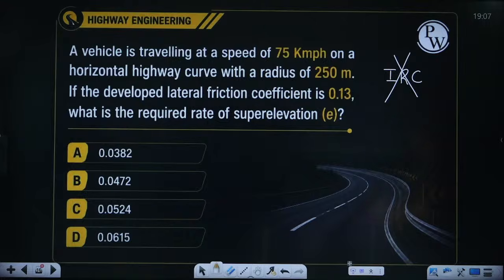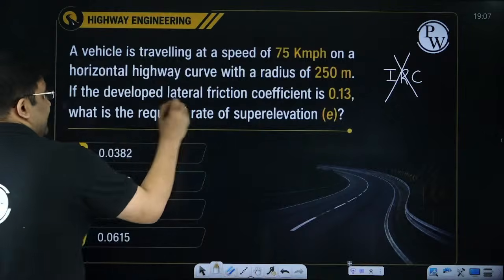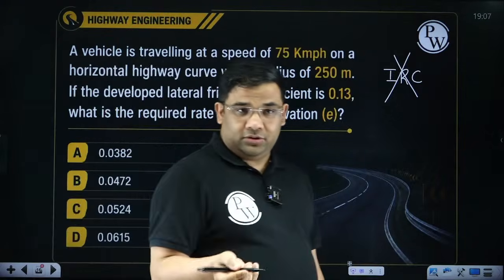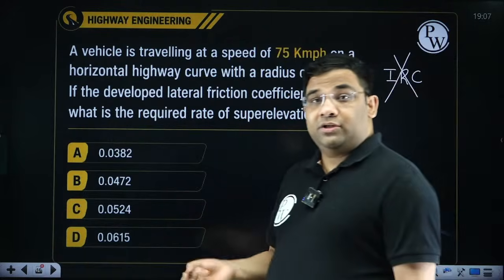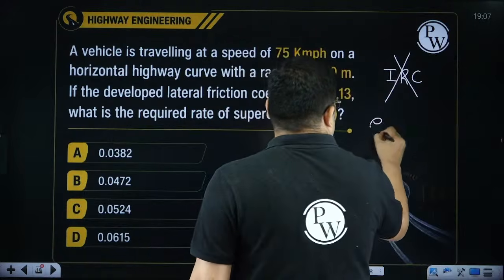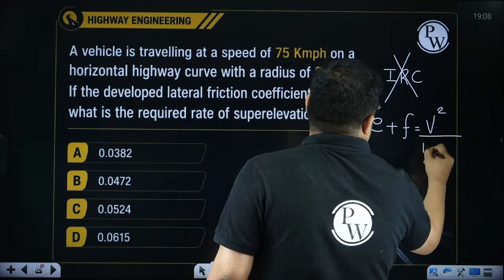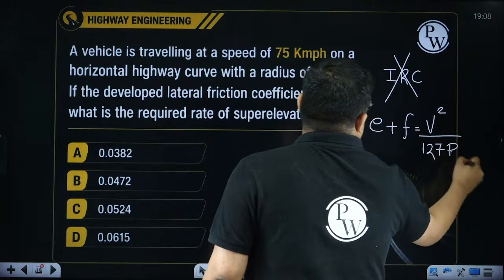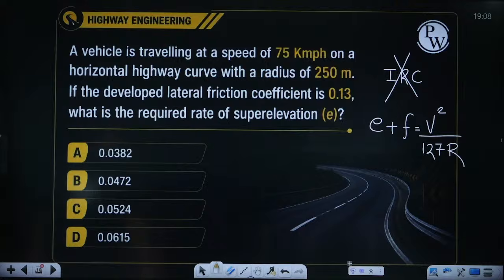If you remember, as per IRC, friction doesn't get developed. Since it is written that lateral friction is developed, this is not as per IRC. So when it is not as per IRC, which equation will we use? We use this equation: e plus f is equal to V square by 127R.